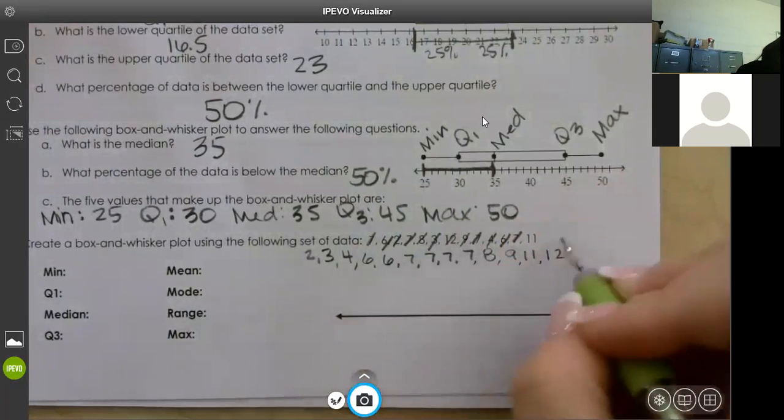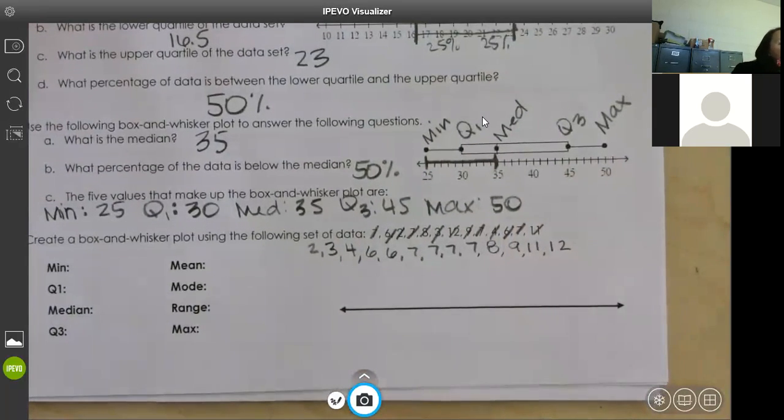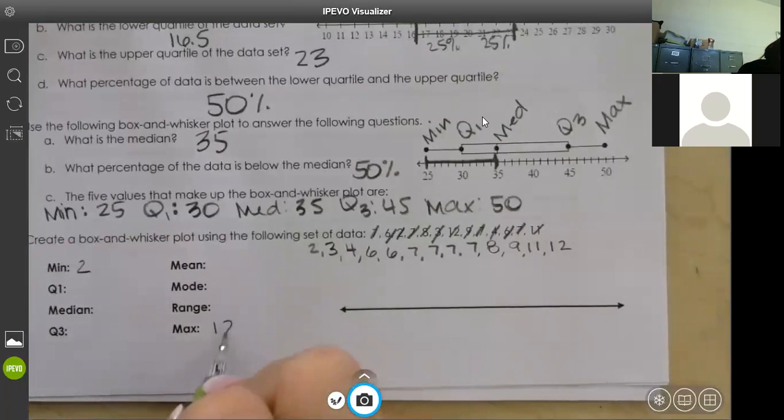11 and 12. So from this, we can pull out our minimum and our maximum. What's our minimum value in this list? What's your maximum? 12.